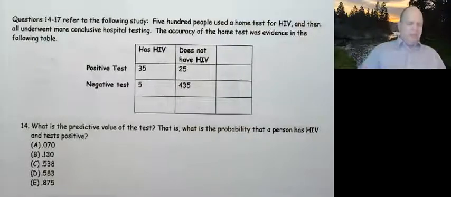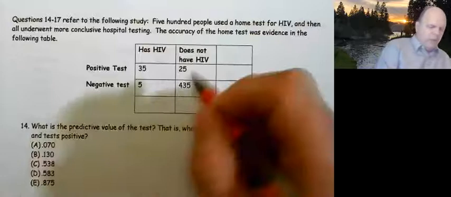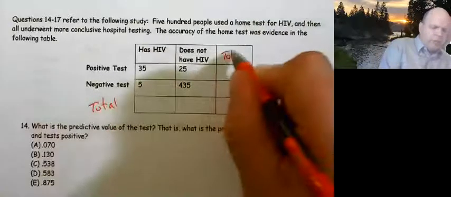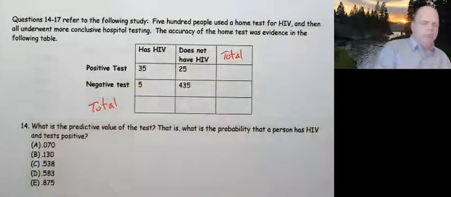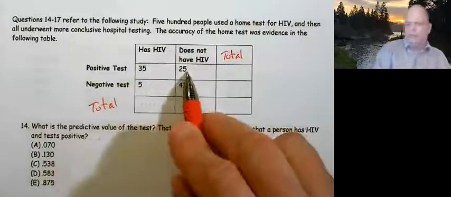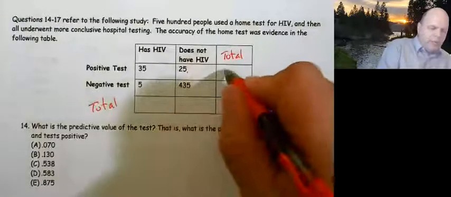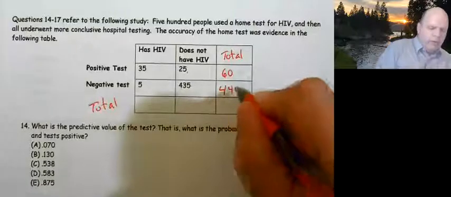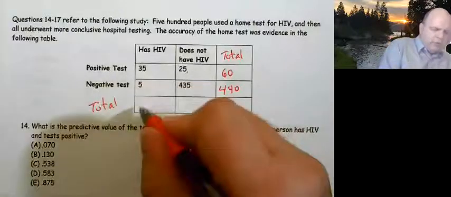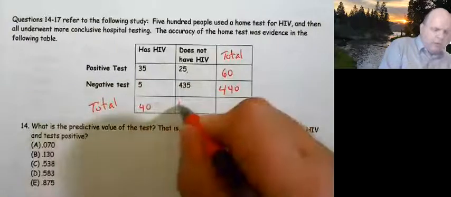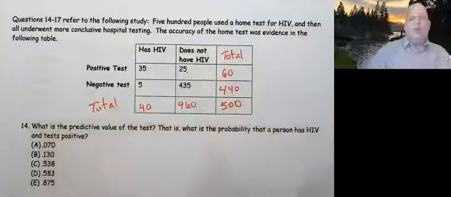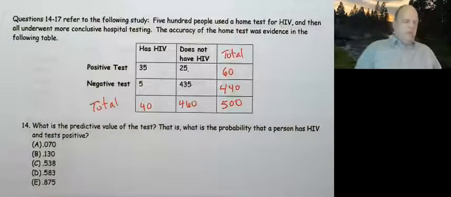And I look at this and it's missing some information. Always, always, always total things up. And so I'm going to take a moment and do that. So when I do that, 35 and 25, gosh, I sure hope that adds up to 60. This adds up to 440. This adds up to 40. This adds up to 460. And the total is 500.